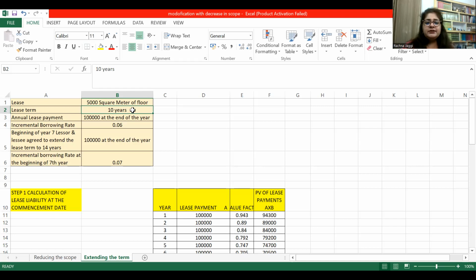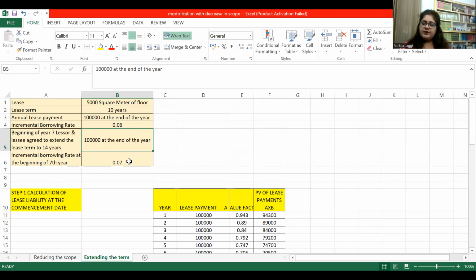So lease term here is 10 years. Annual lease payment 1 lakh at the end of the year. My incremental borrowing rate is 6%. And at the beginning of the 7th year, lessor and lessee agree to extend the lease term to 14 years. So from 10 years to 14 years. And lease payment will remain the same. There is no difference in the lease payment. My incremental borrowing rate at the beginning of the 7th year is 7%, right?